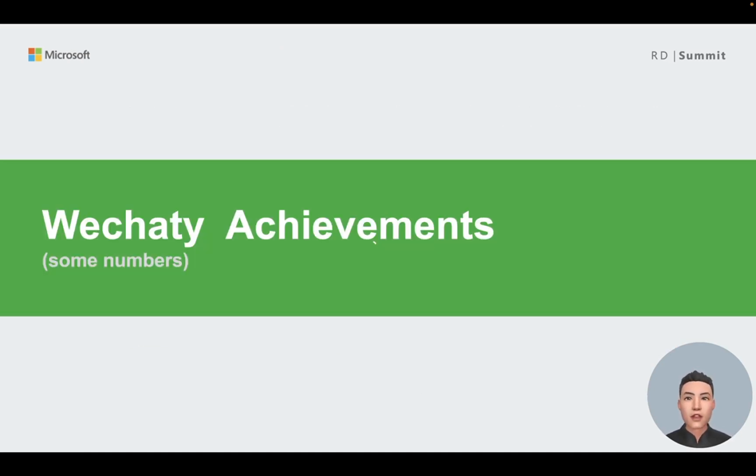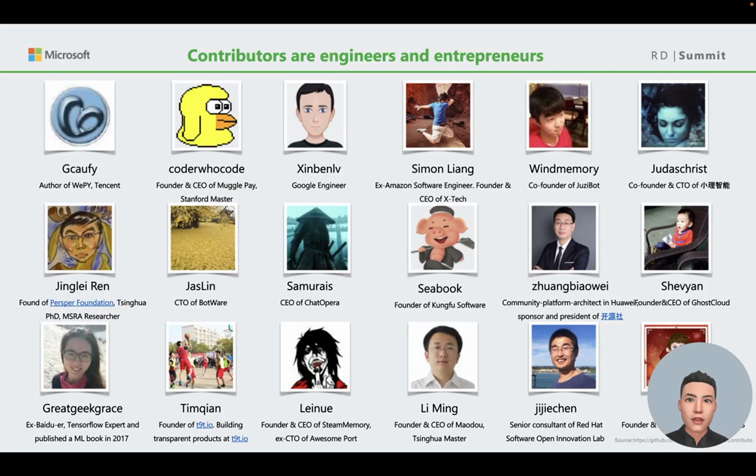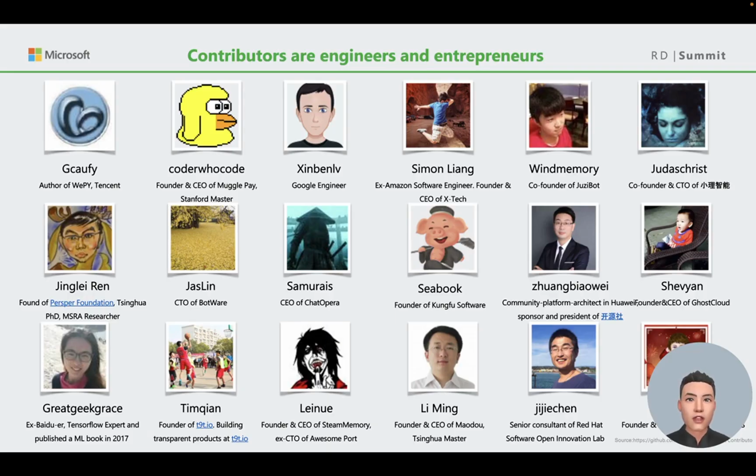Today, I want to share some numbers of Wechaty achievements. The first number is 200. Wechaty organization on GitHub have more than 200 contributors who have sent the pull request and have had their code merged to the GitHub repo. Most of the contributors are engineers and entrepreneurs who need to build chat on their work.